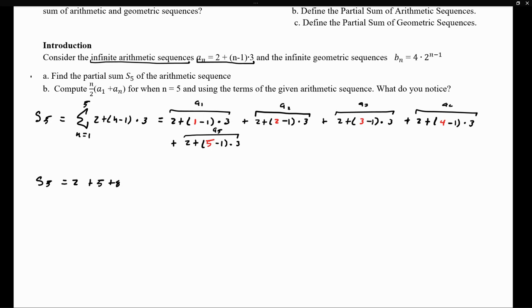We stated that this is the fourth term. So 4 minus 1, that's 3. 3 times 3, that's 9. 9 and 2, that's 11. And lastly, the fifth term: 5 minus 1, that's 4. 4 times 3, that's 12. 12 and 2, that's 14. So if we add all our results, this is equivalent to 40. If we had added the first 5 terms of the sequence, we would have gotten a result of 40. So that completes exercise A.